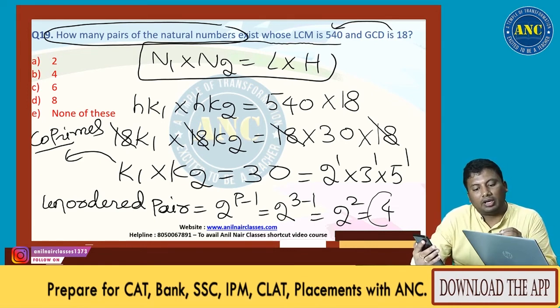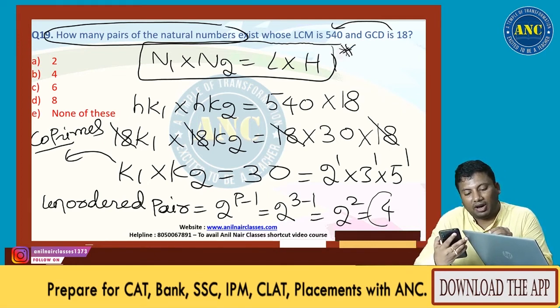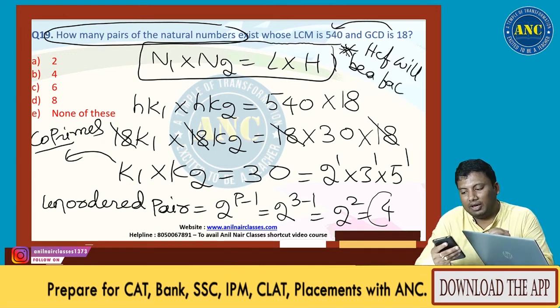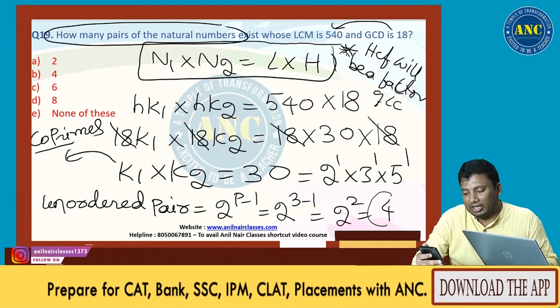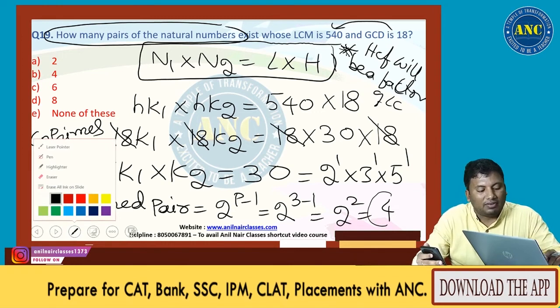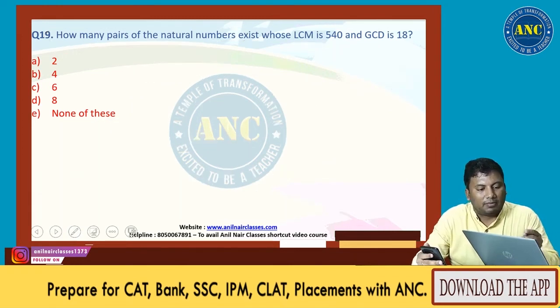N1 into N2 equivalent to LCM into HCF. By default, HCF will be a factor of LCM. I hope it is clear. Abhay, you are very right. Your statement is very, very right. HCF by default will be a factor of LCM.